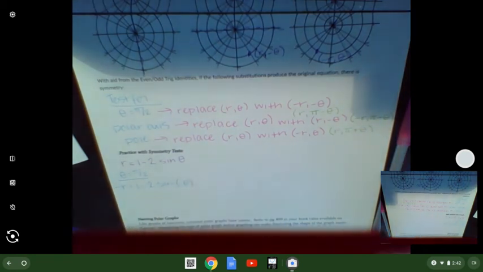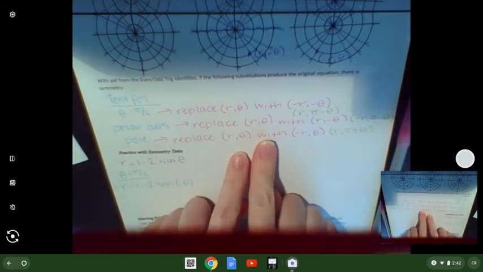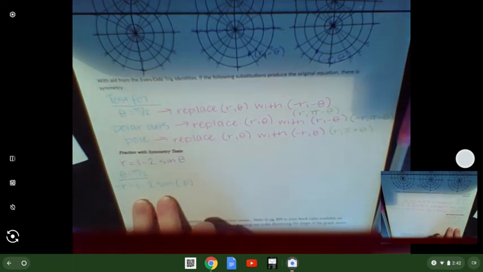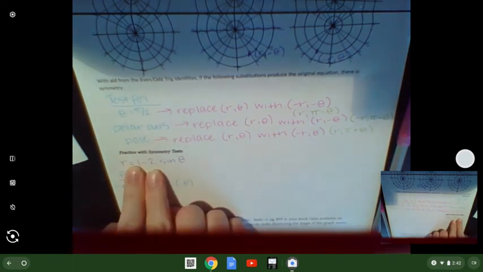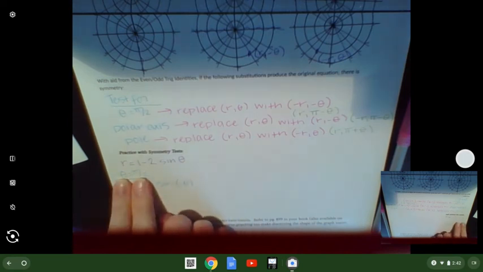So how do I know if we have symmetry? If we have symmetry, by replacing the r's and thetas with the appropriate substitution, if I simplify my equation and I can get back to the original, that signifies to me that our graph will exhibit whichever type of symmetry we happen to be testing.